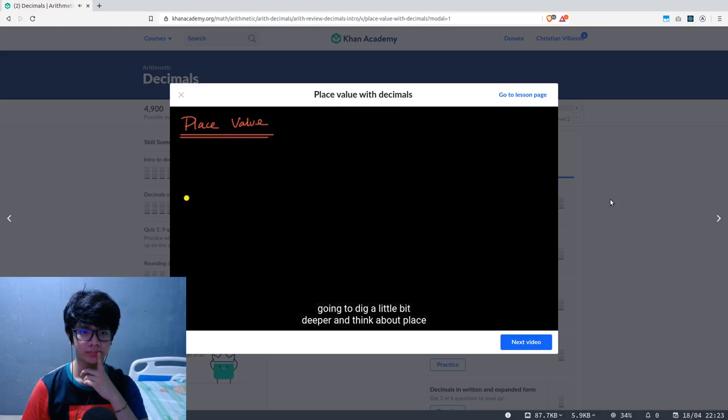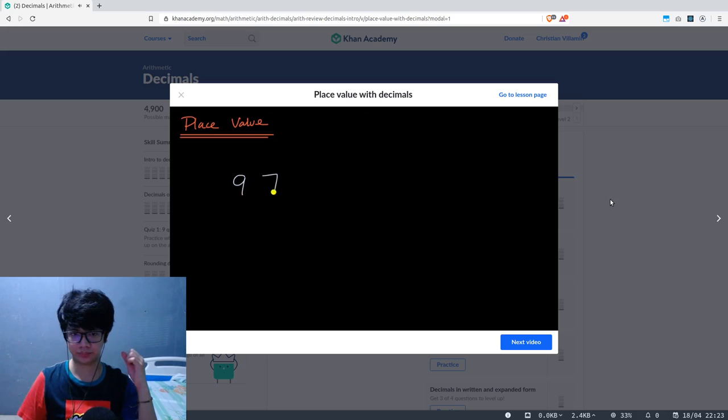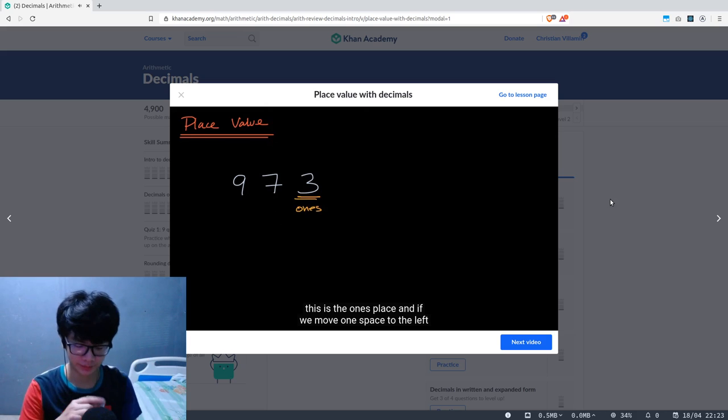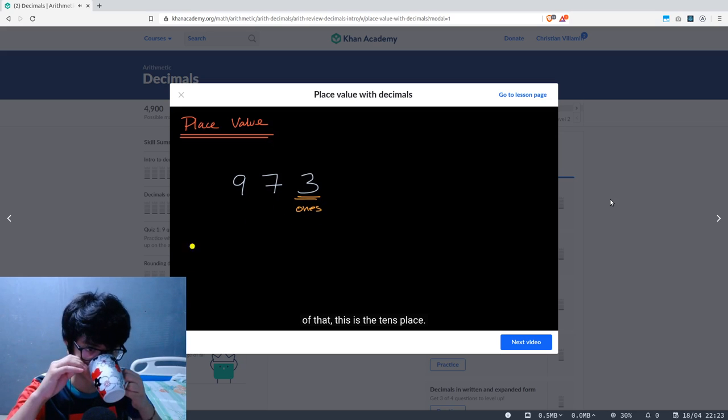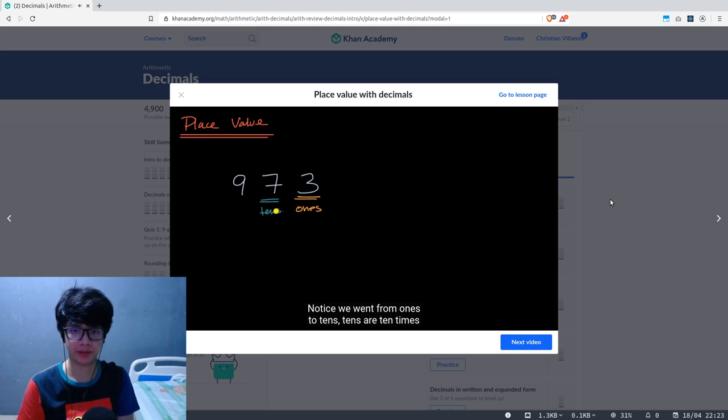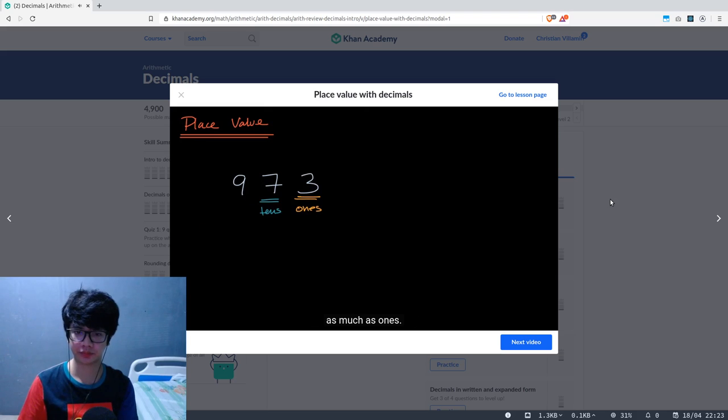going to dig a little bit deeper and think about place value in the context of decimals. So just as a refresher, if I had the number 973, this should be review for you. We already know that this rightmost space right over here, this is the ones place. And if we move one space to the left of that, this is the tens place. Notice we went from ones to tens. Tens are 10 times as much as ones. And then we move one space to the left of that, we multiply by tens again, we get to the hundreds space.